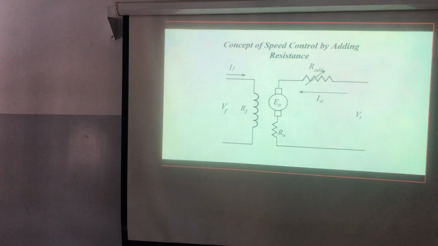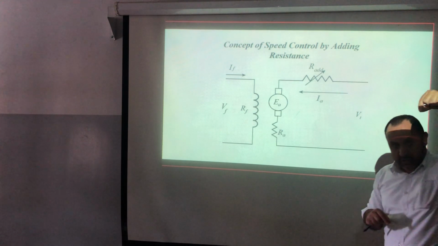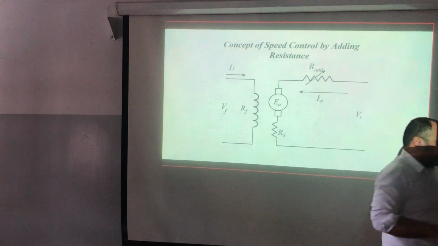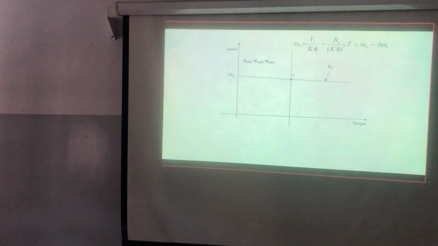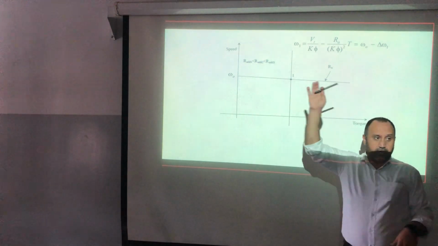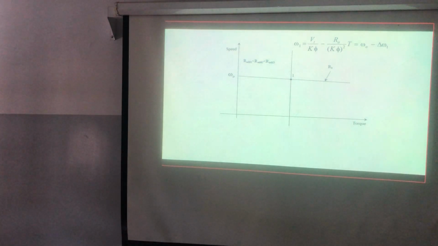Now, the first one we'll discuss is the concept of adding a resistance in series with the armature. As we said, this would never change the no-load speed. It will change the slope only. So if this is the rated torque-speed characteristic, and I'm assuming a constant load, point number one is the operating point under R equal to RA.